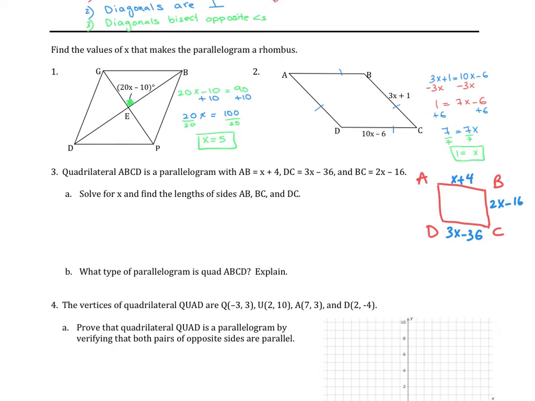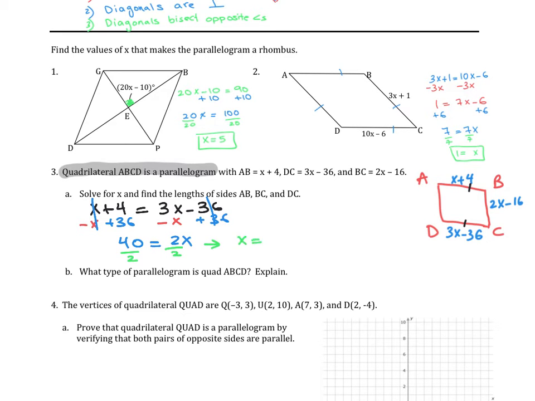AB, BC, and DC. So this is given to me as a parallelogram. So I don't know that all sides are congruent, but I know that opposite sides are congruent. So AB is equal to DC. Knowing that this is a parallelogram helps me set opposite sides congruent. So x plus 4 is equal to 3x minus 36. I can then set up this equation to help me solve for x. So if I want to solve for x, I'm going to subtract x from both sides. And I'm going to add 36 to both sides. So I'm going to do that in one step. This cancels. So that's 40 is equal to 2x. Then if you divide by 2, you will get that x is equal to 20.